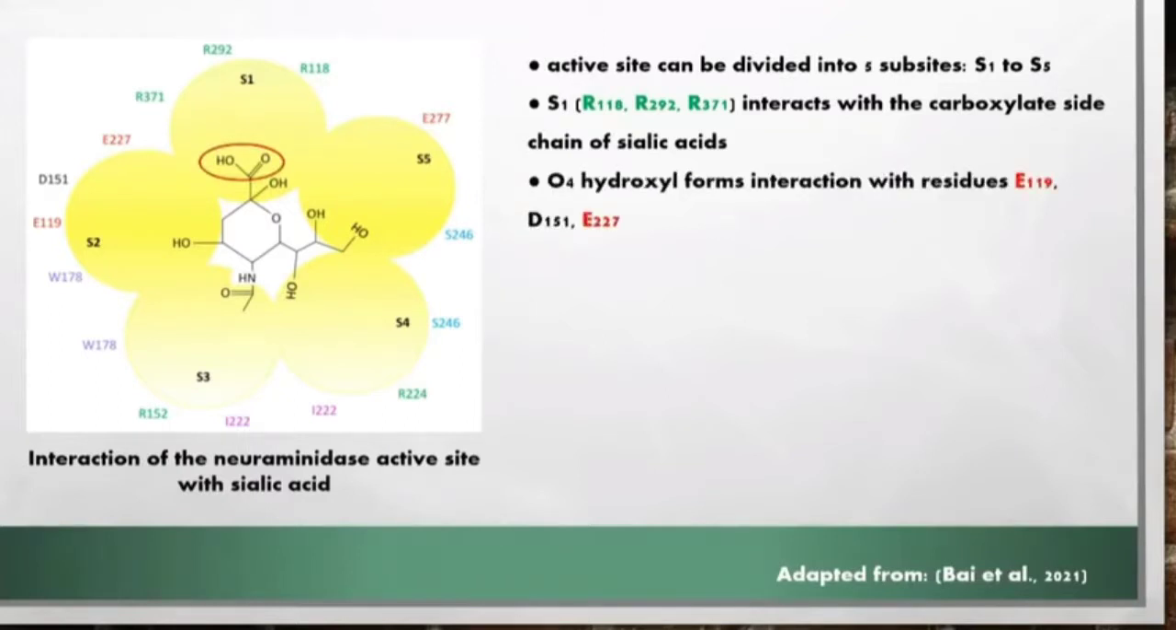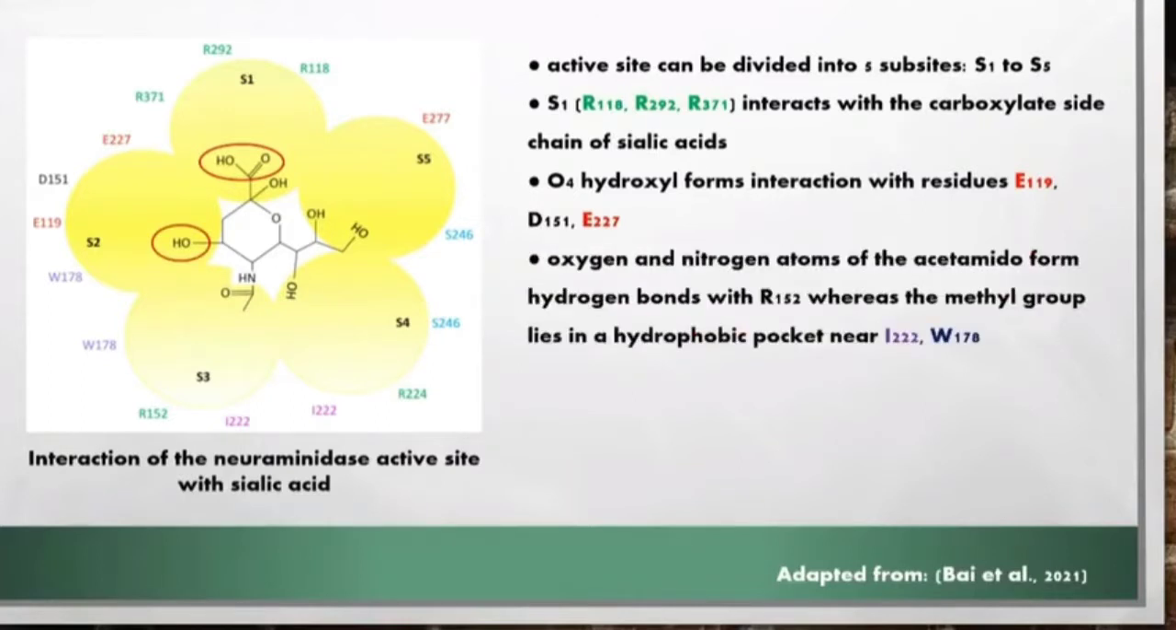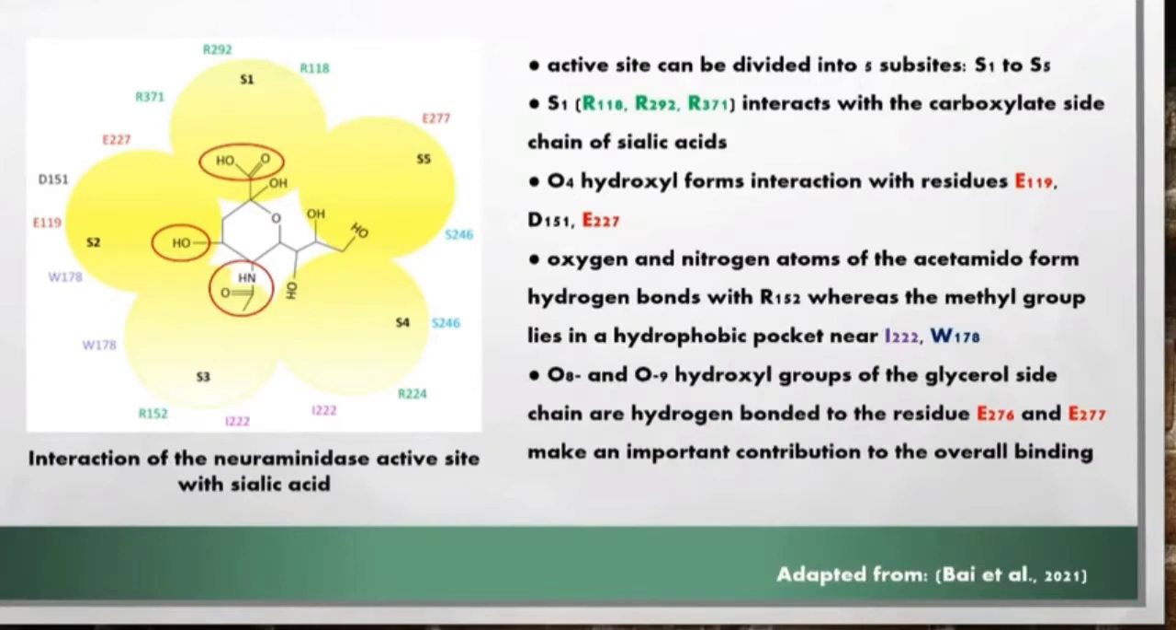The O4-hydroxyl can form interactions with residues glutamic acid 119, aspartic acid 151, and glutamic acid 227. Oxygen and nitrogen atoms of the acetamido group form hydrogen bonds with arginine 152, whereas the methyl group lies in a hydrophobic pocket near isoleucine 222 and tryptophan 178. O8 and O9 hydroxyl groups of the glycerol side chain are hydrogen bonded to the residues glutamic acid 276 and 277 to make an important contribution to the overall binding.